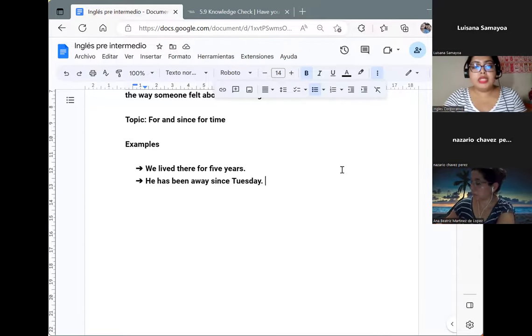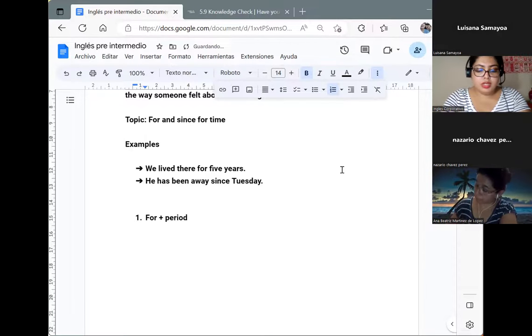Now, we have these examples, but now we are going to explain the use of since and for. So, in this case, it says that we are going to use, or we often use for and since when we are talking about time. And in this case, the number one, for, plus period. And it says that a period is a duration of time.